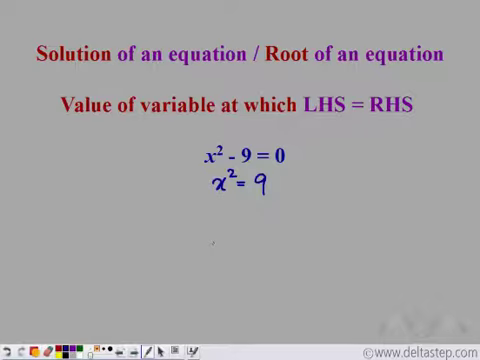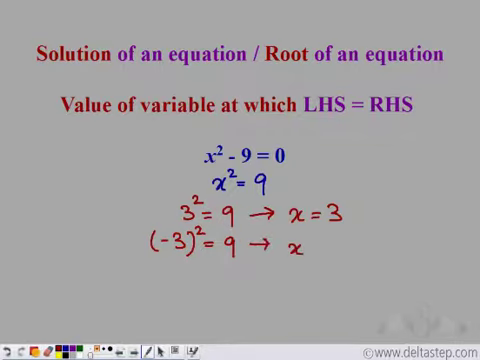3. We know that 3 square is equal to 9. So, we can say that x is equal to 3 is a solution of this equation. Is this the only solution? No. There is another number, negative 3. Negative 3 square also gives us 9. So, x is equal to negative 3 is also a solution of this equation.